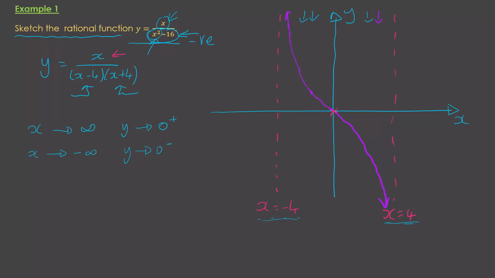Now, when we're in this region here, x is positive, and once x is more than 4, the bottom here will be positive. So we know that we're going to head to 0 from above, from our earlier analysis. It's got to do something like this. When we're in this region here, x is negative, x squared minus 16 is positive. We know it's going to head to 0 from below. So it's got to do something like this.